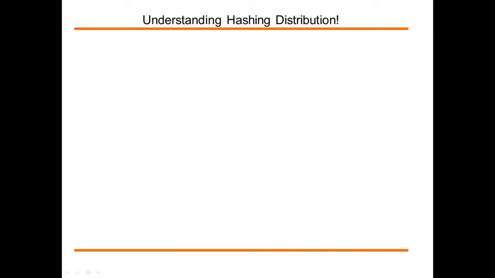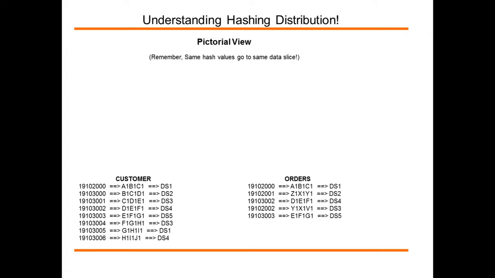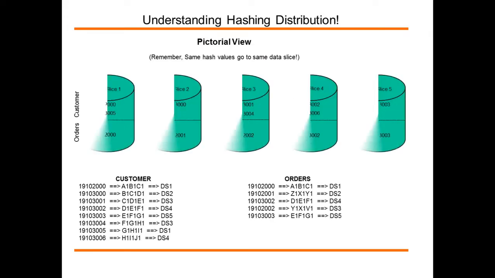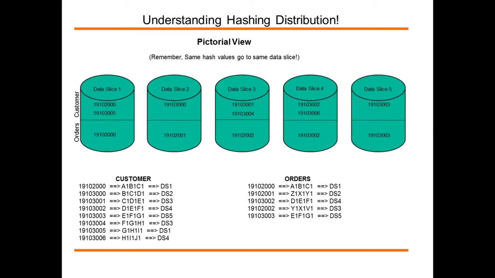If I show you the same thing pictorially, this is how it looks. This is my customer data. This is my orders. When I talk about 5 disks, the customer ID and the associated orders, the customer ID and the associated orders, if any, coexist in the same disk. You see the logic we are bringing in here.